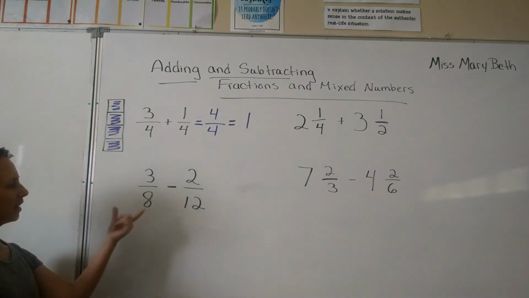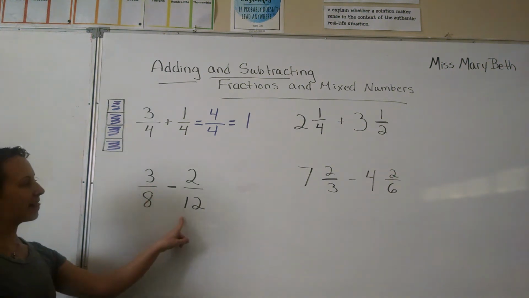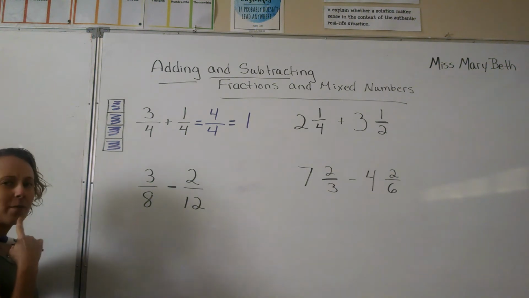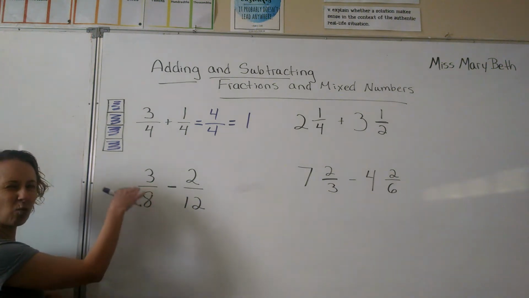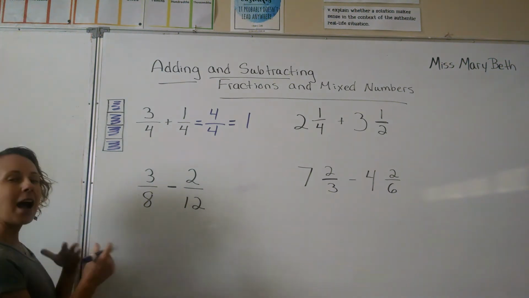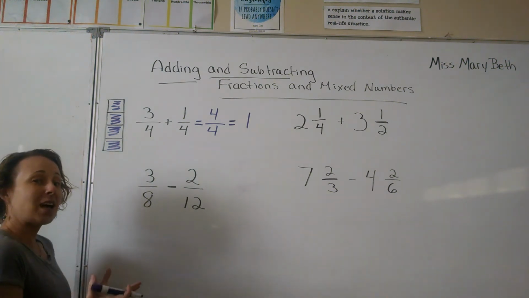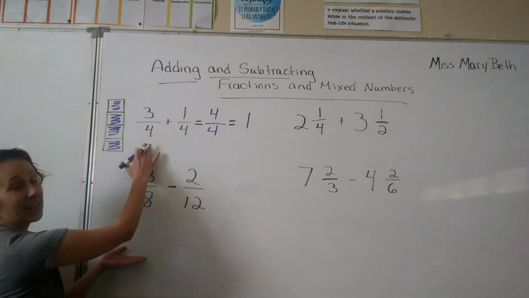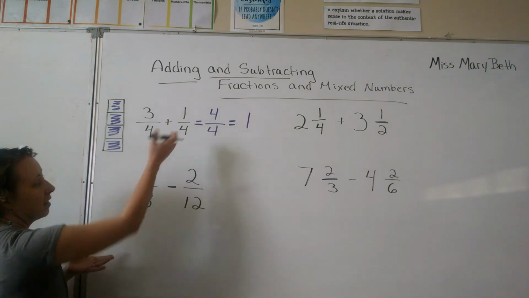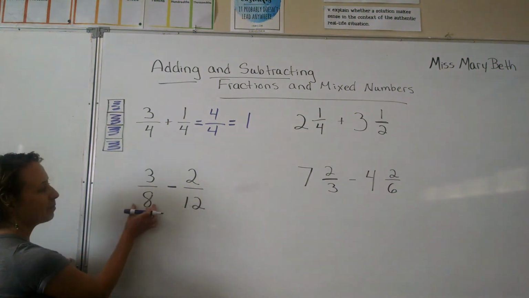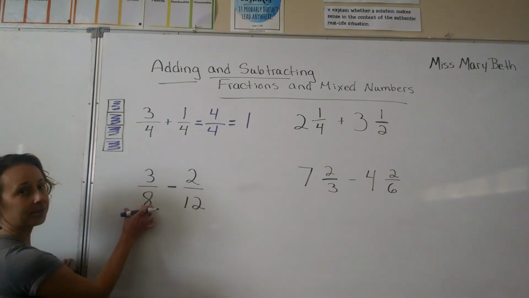Hey, wait a second. This fraction would be cut into 8 pieces, and this one would be cut into 12. It's going to be hard to know how many pieces I have if some pieces are 1/8 size and other pieces are 1/12 size. I need my pieces to be cut into the same size if I want to add or subtract. Here I was lucky they were already in the same size, so I could just add. Here I'm going to have to do something before I'm able to add these because the pieces are different sizes.